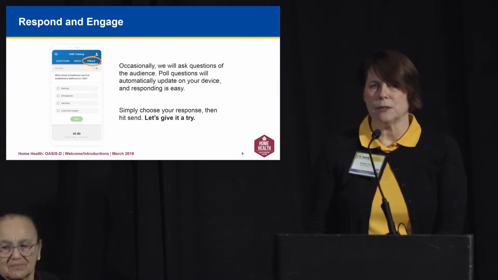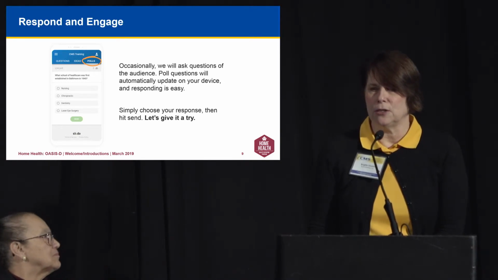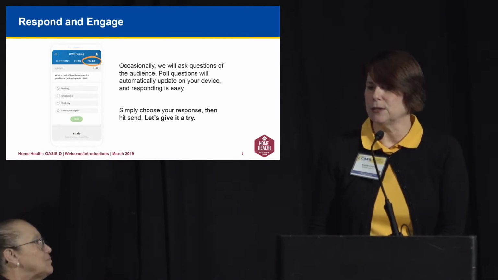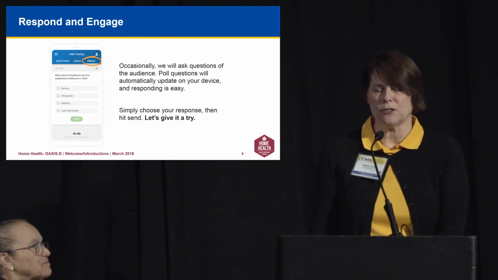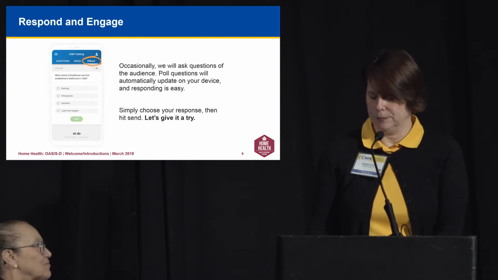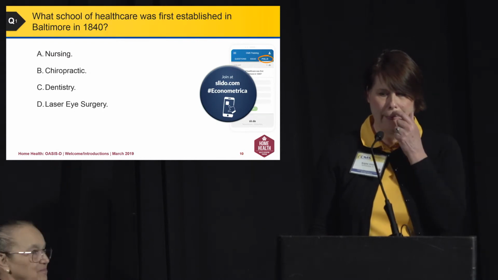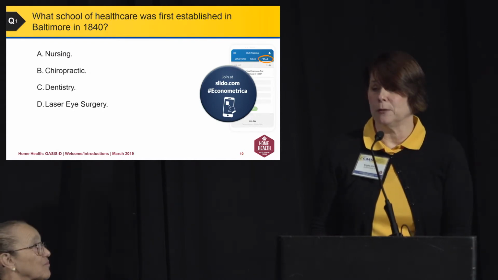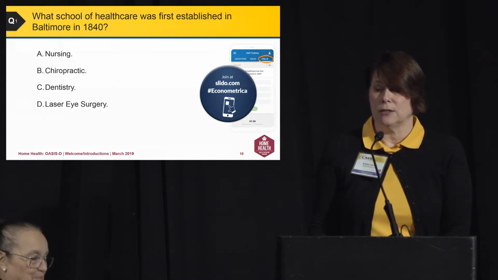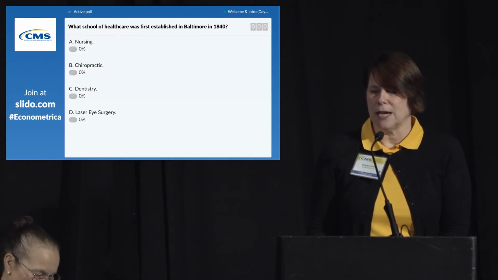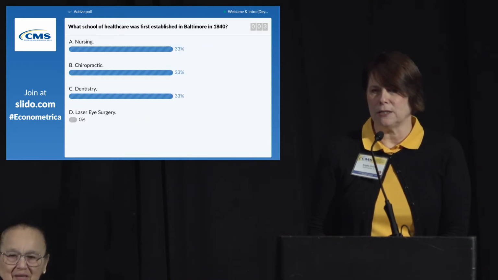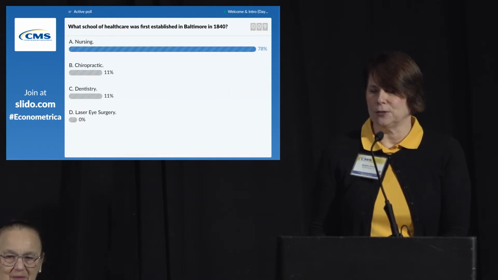And so the first thing that we're going to ask you to do is to go to the polls tab. So you'll see there's 3 tabs across the top: questions, ideas, and polls. If you would click on the polls tab, that would be very helpful. So we're going to try one. What school of healthcare was first established in Baltimore in 1840? School of Nursing, Chiropractic School, School of Dentistry, or Laser Eye Surgery?